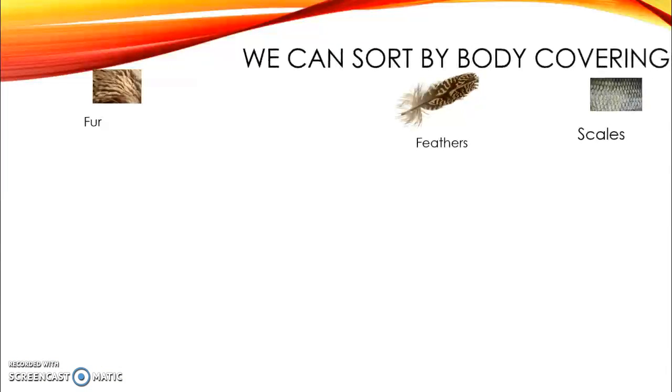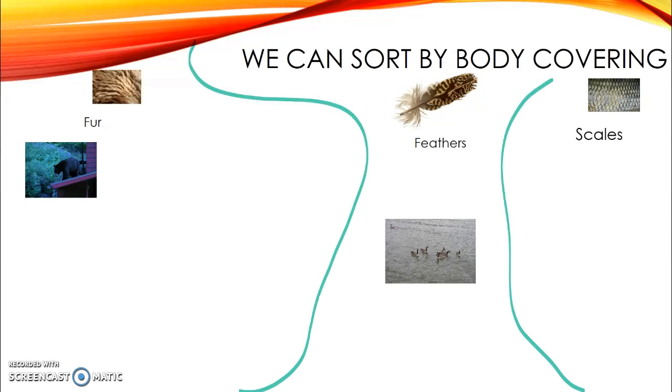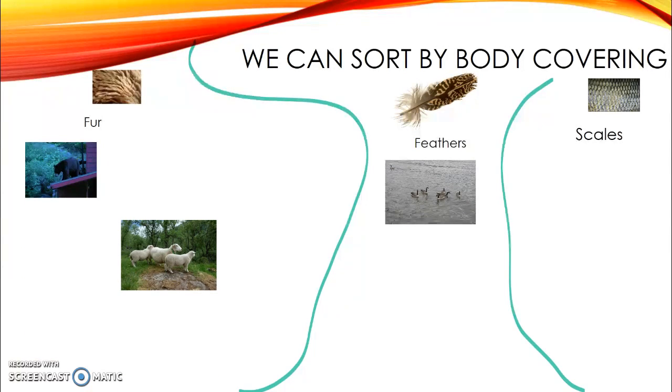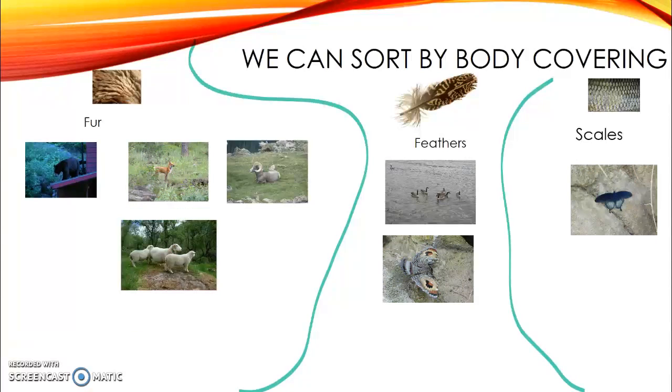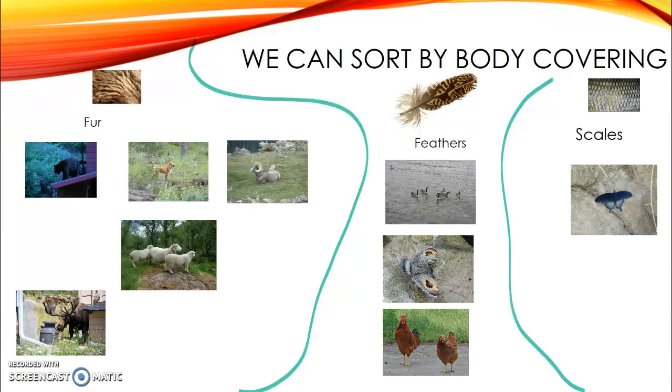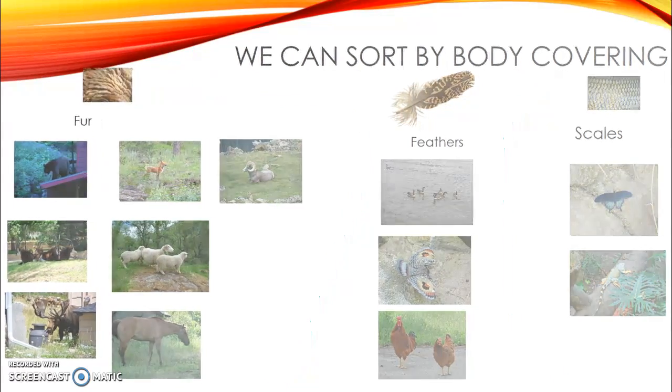We could sort them by the type of body covering. Do they have fur? Do they have feathers? Do they have scales? What could they be? Well, here we can look at our groups and see which group would be the largest and which one's the smallest.